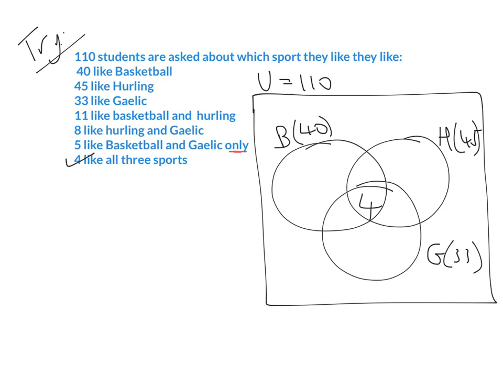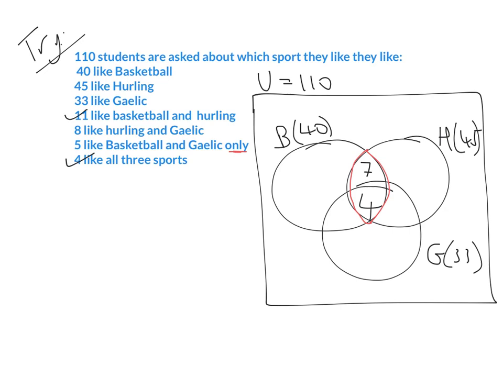Then I deal with the basketball and hurling. So the basketball and hurling intersection is the entire way around here. So if 11 like them and there's 4 already in there, we need to do 11 minus 4, which gives me 7. Tick that one off.